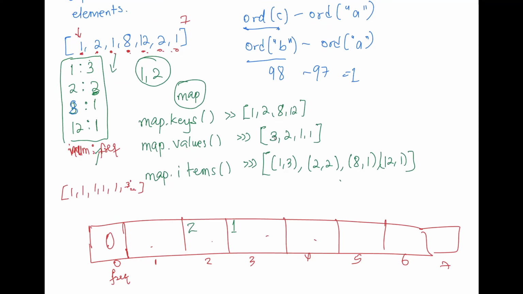8 occurs 1 time. Note the frequency is the index. So I'll come to the 1 time box, and I'll put 8 here. 12 occurs 1 time, so I'll put 12 here too.